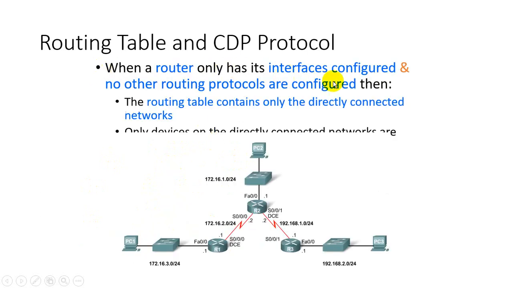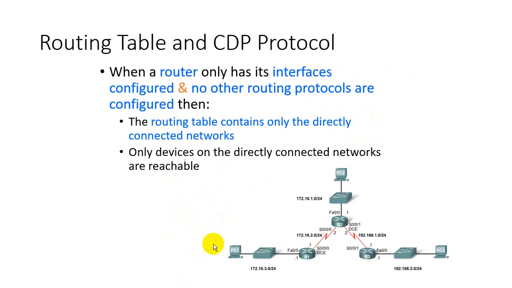When a router only has its interfaces configured and no routing protocols are configured, the routing table contains only the directly connected networks. In this router we have configured all the interfaces, so it has only directly connected networks. Only devices on the directly connected networks are visible in this topology, so only these devices are reachable currently.